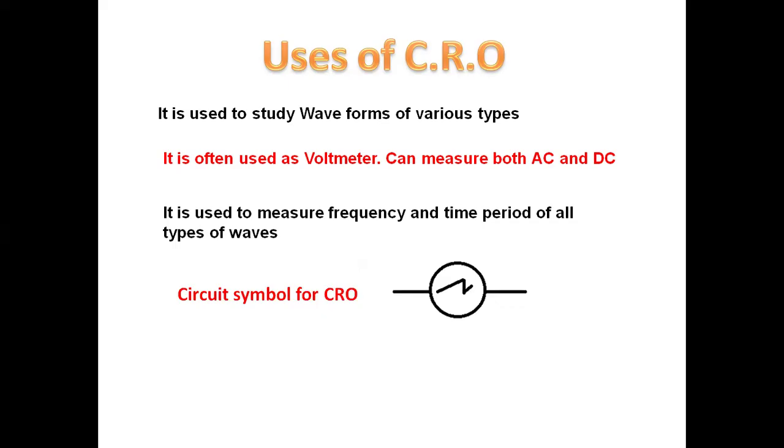Circuit symbol for CRO. This is the circuit symbol used when a circuit diagram is drawn in which a CRO is connected. So this will be the symbol which will be drawn. And it is connected in parallel to the component whose potential difference or voltage is to be found out.